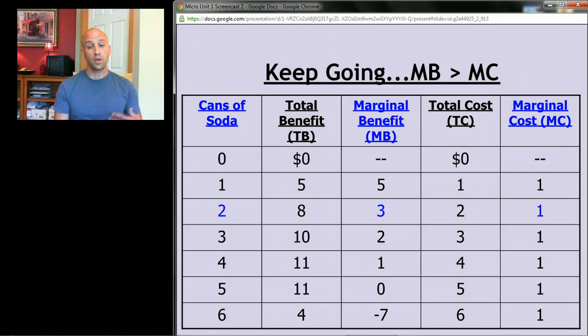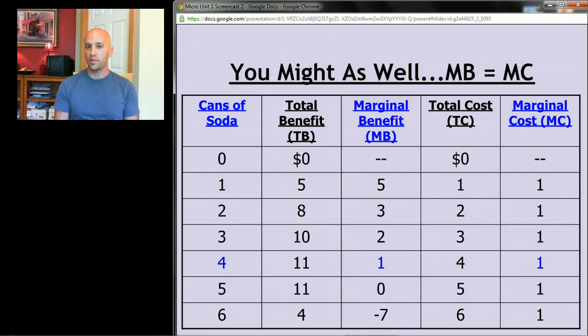If you look at the second can of soda, it's still true. The second can of soda is bringing you $3 additional worth of benefit and is still only costing you $1 additional to get. I would always get $3 that only cost me $1 to get. Same thing's true with the third can of soda. More marginal benefit than the marginal cost. For that fourth can of soda, the marginal benefit equals the marginal cost. But again, if you look back to the formula, you might as well get it. It's like handing someone $1 in order to get $1 back.